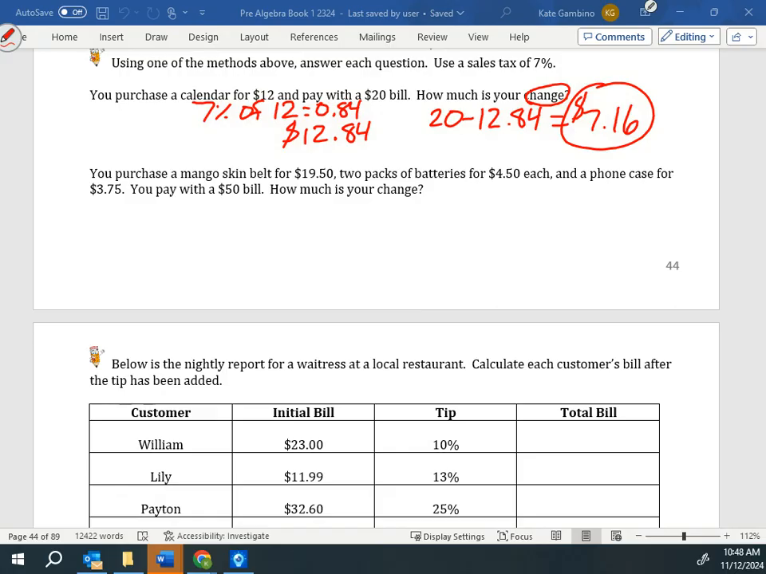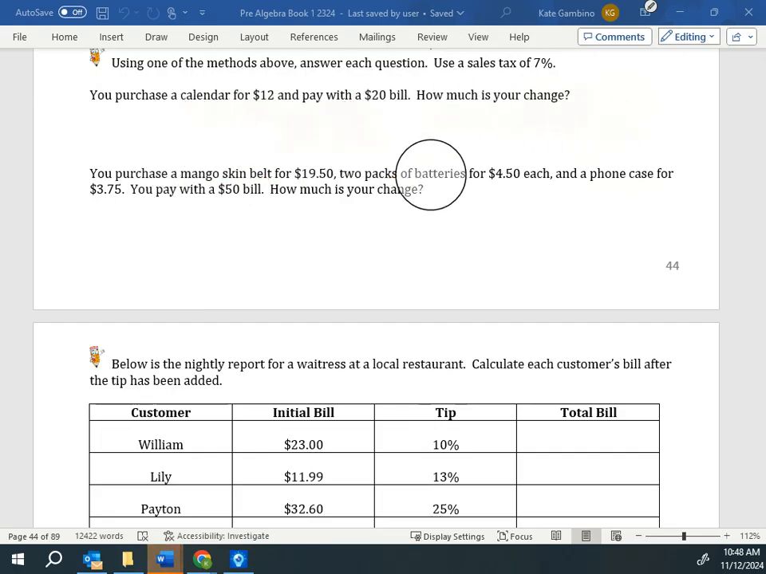You're going to do the second one on your own, paying attention to exactly what we're buying. 1 mango skin belt, 2 packs of batteries, and a phone case. So make sure that you are adding together to get that total amount correctly. So do that one on your own. Let's look at our second page.